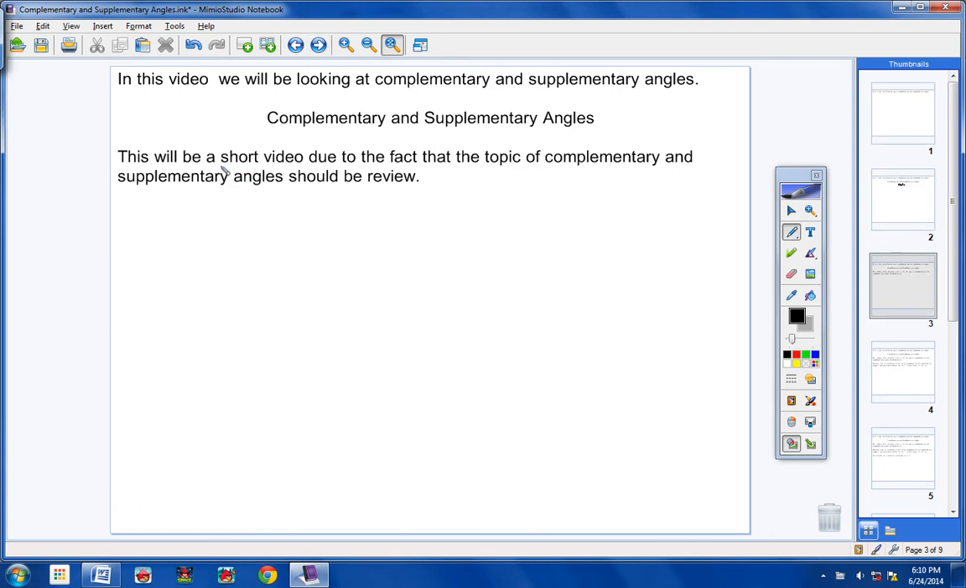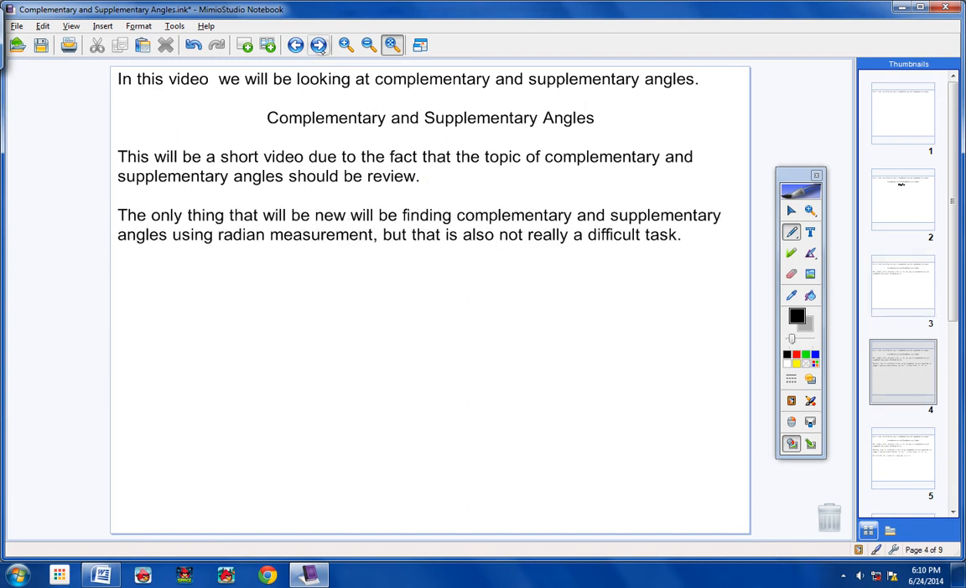This will be a short video due to the fact that the topic of complementary and supplementary angles should really be review. You should have heard of this in Algebra 1, Algebra 2, Geometry, and for that matter, even in middle school math. So this should not be a new topic. The only thing that will be new will be finding complementary and supplementary angles using radian measurement. But that is really not a difficult task. So I really don't see that making the math a whole lot more difficult. So with that in mind, let's jump right into this.